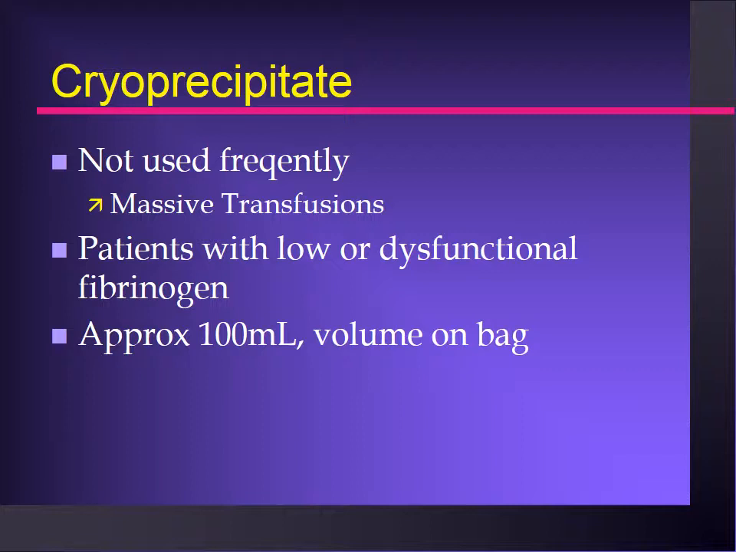Cryoprecipitate is another blood product offered by the blood bank. It's not used frequently. Usually it's used during massive transfusions or with patients with low or dysfunctional fibrinogen. It's about 100 mLs, but again, the volume will be listed on the bag for you.